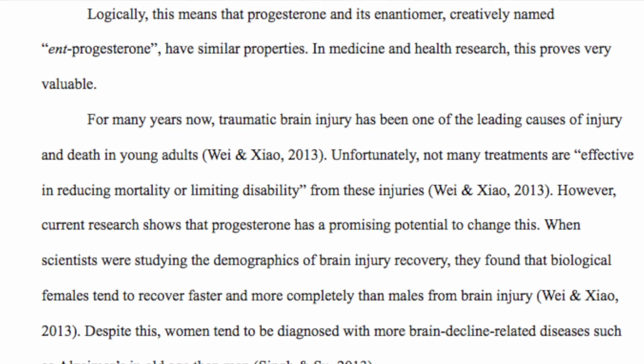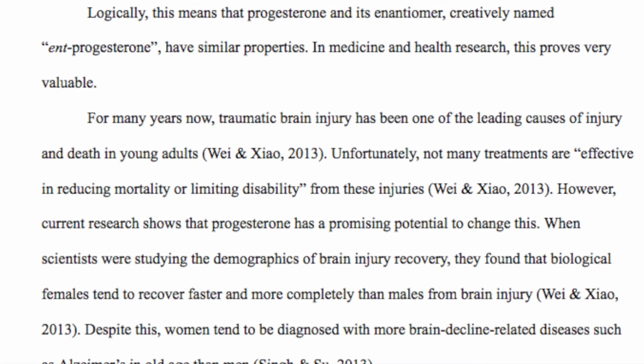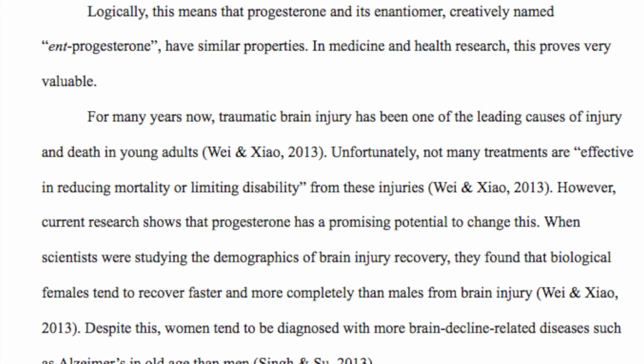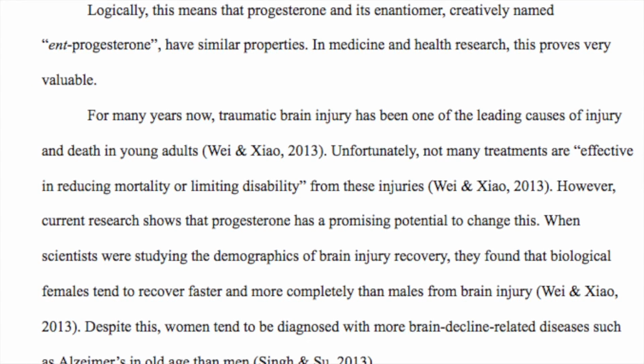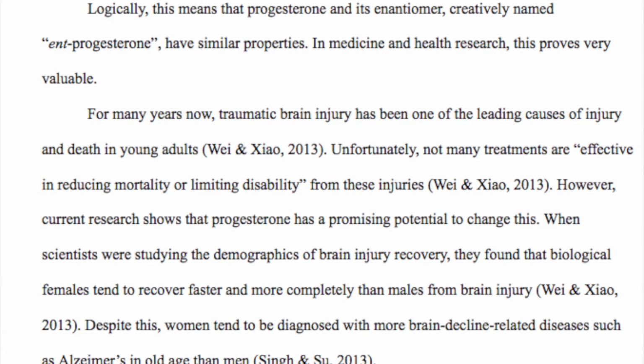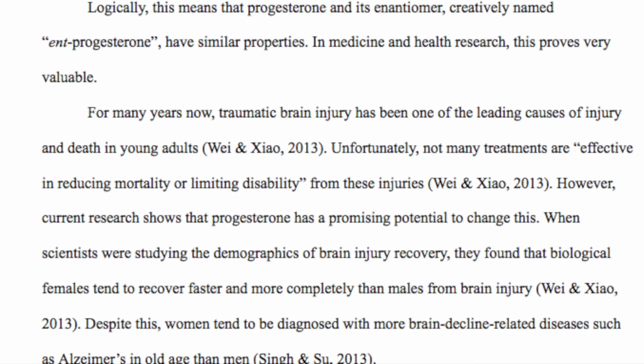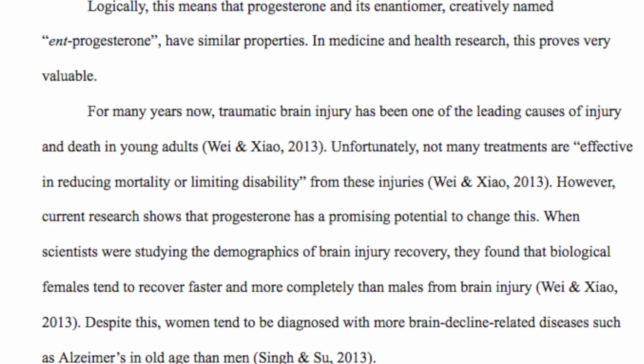Unfortunately, not many treatments are, quote, effective in reducing mortality or limiting disability from these injuries. However, current research shows that progesterone has a promising potential to change this.